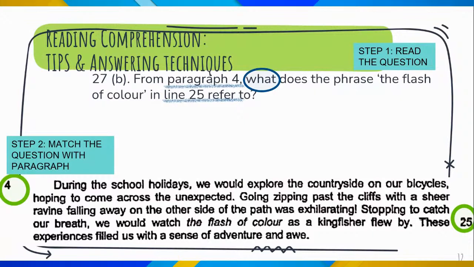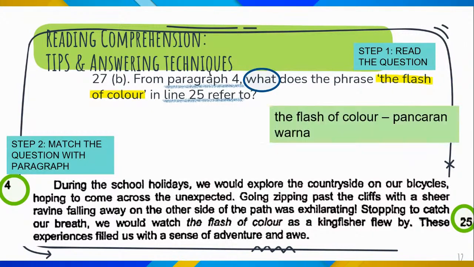What does the phrase flash of color in line 25 refer to? Okay, what? The keyword here is the flash of color. The flash of color could mean pancaran warna. In Malay, we call them pancaran warna. So let's look back at the question. What does the phrase the flash of color in line 25 refer to?